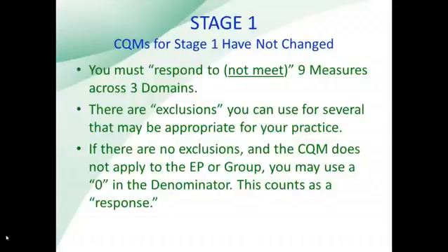CQMs for Stage 1 have not changed. You must respond to, not necessarily meet, 9 measures across 3 domains or sections. There are some exclusions that you can use for several of these that may be appropriate for your practice, but if there are no exclusions and the CQM does not apply to the EP or to the group, you may use a 0 in the denominator. This counts as a response.